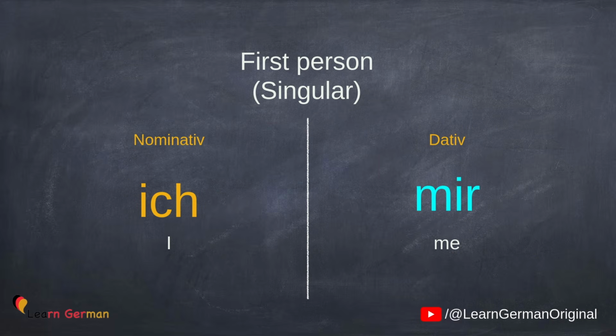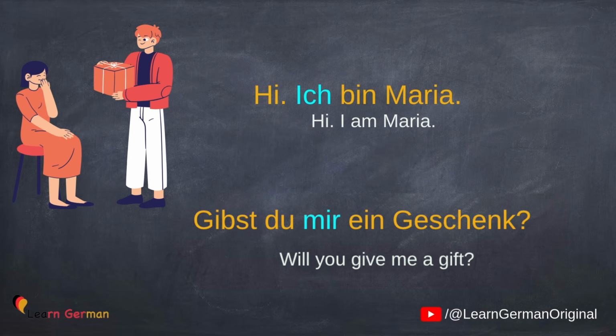Let's learn the various dative personal pronouns. First person singular in nominative is ich, and the dative equivalent is mir. Let's see how to use this in a sentence. Hi, ich bin Maria. Gibst du mir ein Geschenk? In this sentence, du is nominative, ein Geschenk is accusative, and mir is the dative object. The Personalpronomen im Dativ for ich is mir.